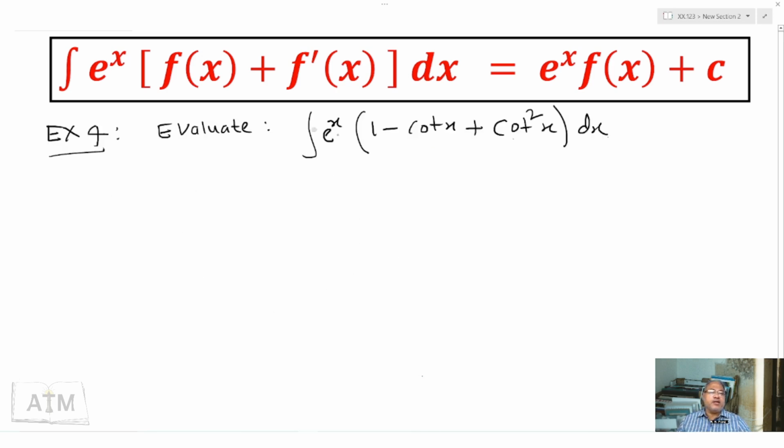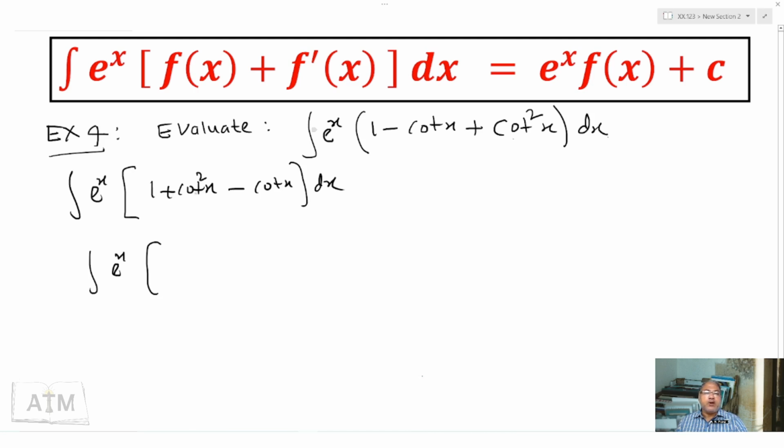Example 4. Evaluate integration of e raised to x into 1 minus cot x plus cot square x with respect to x. This type of problem sometimes requires simplification before starting integration. So here e raised to x as it is, and 1 plus cot square x can be written separately, and minus cot x with respect to x. Now 1 plus cot square x is nothing but cosec square x. So in place of 1 plus cot square x, you can write cosec square x minus cot x with respect to x. Now you have to decide what is f of x and f dash x.